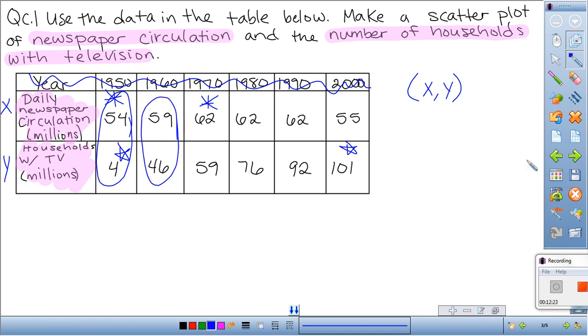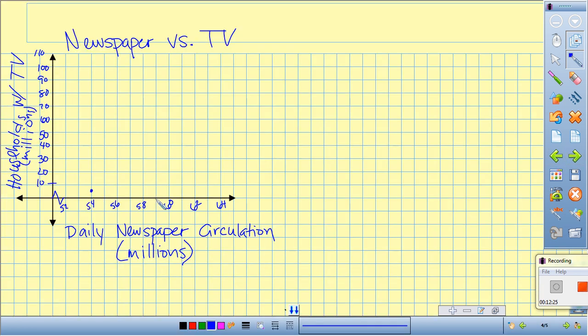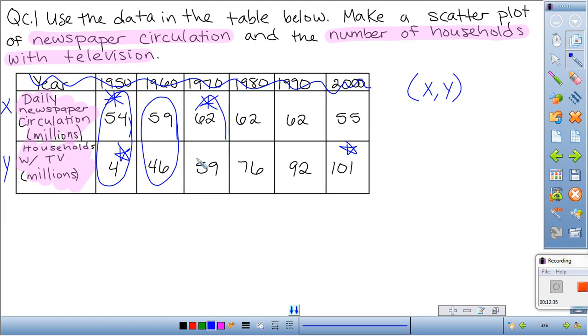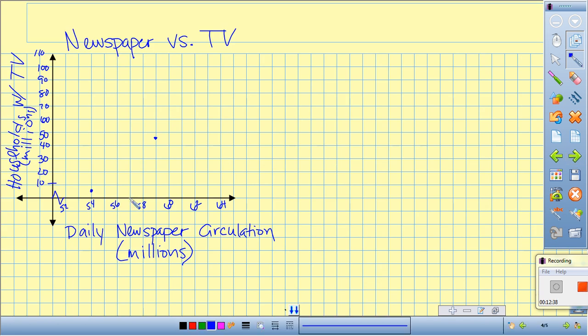59, 46. Over to 59, up to 46. So 59 is between 58 and 60, up 10, 20, 30, 40. 6 would be a little higher than halfway. Next, 62, 59. Over to 62, up 10, 20, 30, 40, 59 would be right before 60.